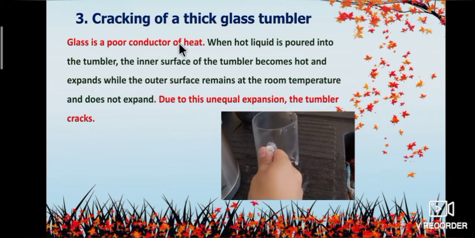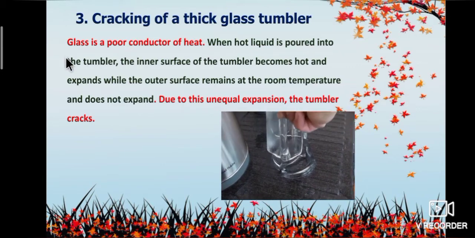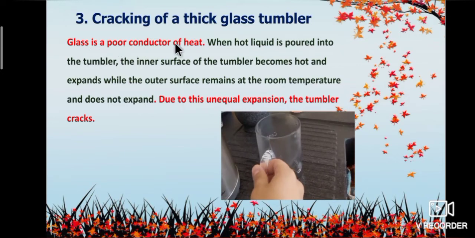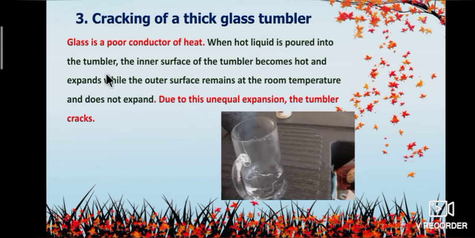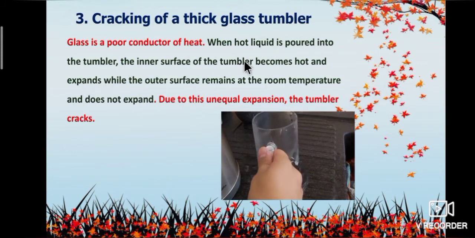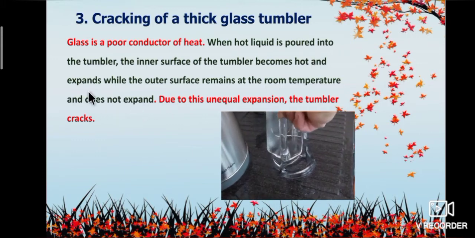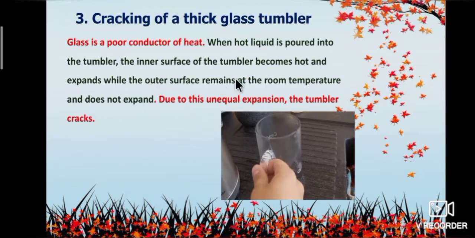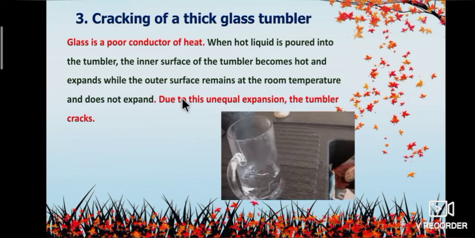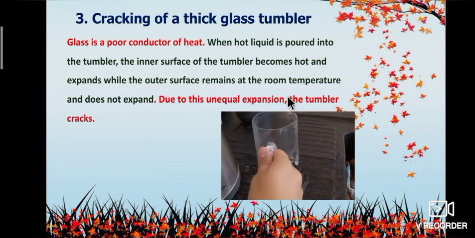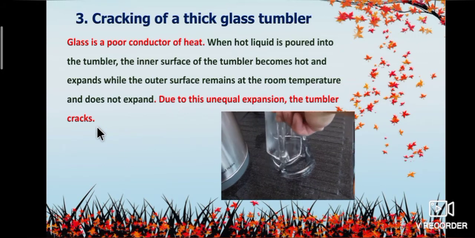Glass is a poor conductor of heat. Keep in your mind, glass is a poor conductor of heat. When hot liquid is poured into the tumbler, the inner surface of the tumbler becomes hot and expands while the outer surface remains at room temperature and does not expand. Due to this unequal expansion, the tumbler cracks.